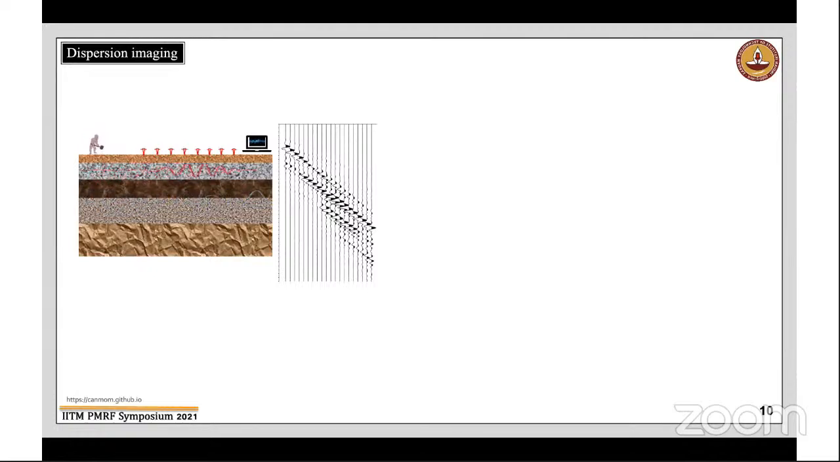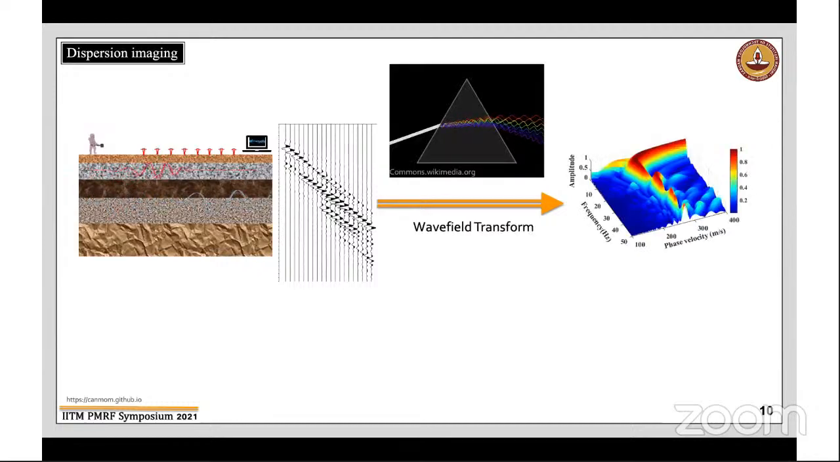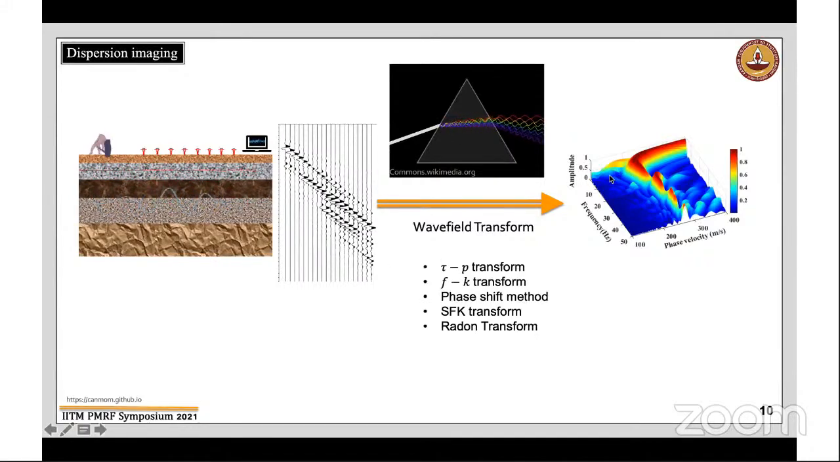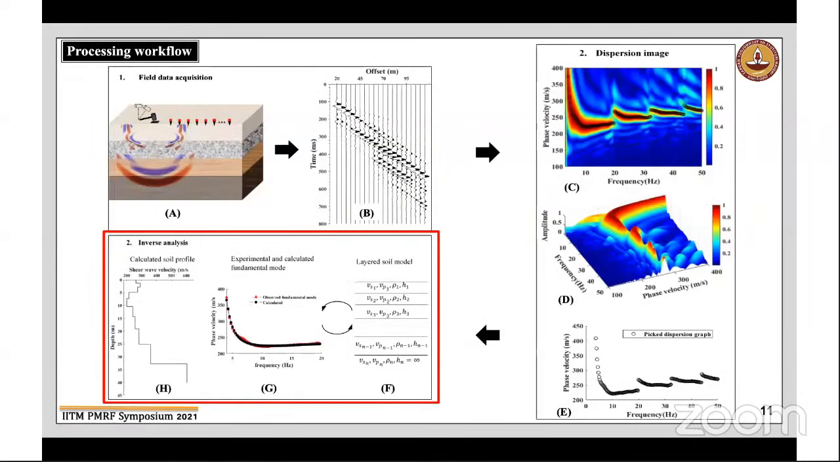One of the ways of extraction of the shear wave velocity information is the dispersion analysis. The concept is similar to when a white light passes through a prism, it gets split into several waves. Similarly, here also the frequency content in the seismogram is separated in terms of the phase velocity. Here, instead of this prism, we use several types of wavelet transformation technique. And finally, the most critical stage is the inversion, where the picked dispersion curve is iteratively matched with the theoretical dispersion curve, and finally we get the shear wave velocity profile.